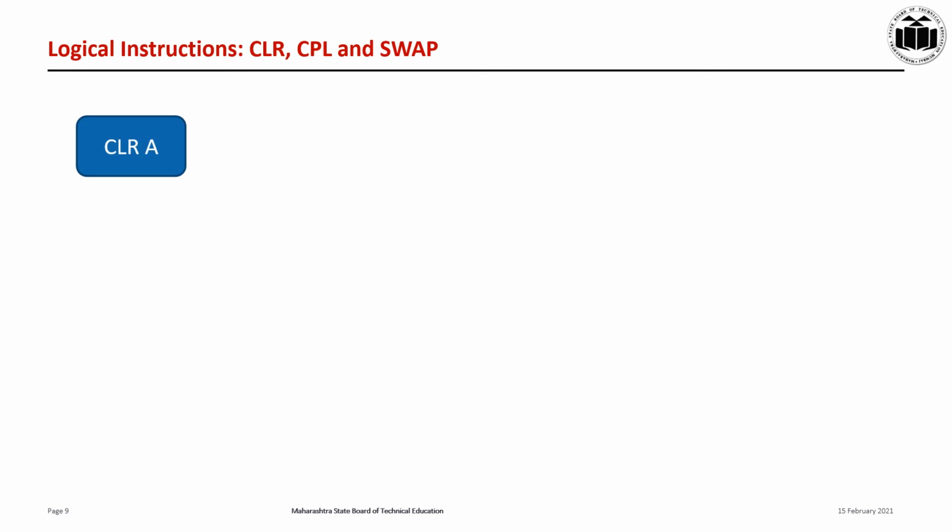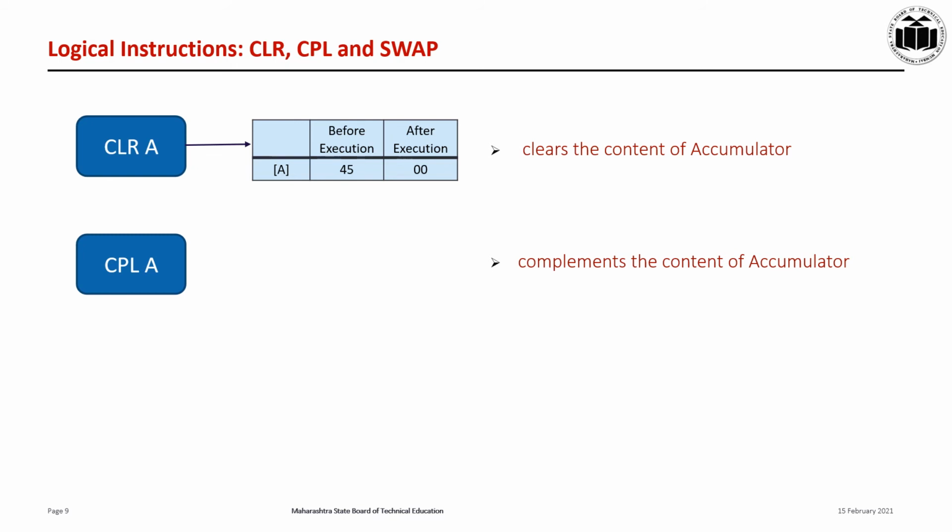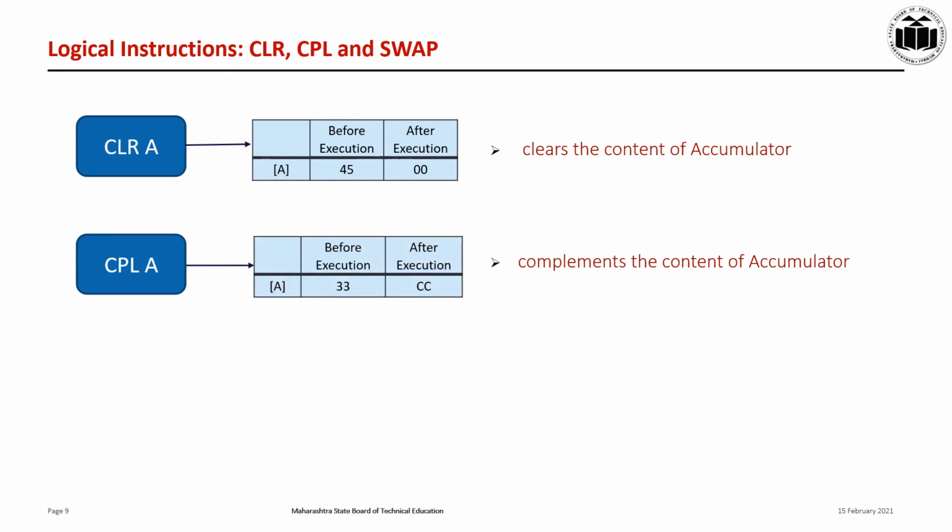Clear instruction. The mnemonic for the clear instruction is CLR. CLR A. This instruction clears the content of the accumulator. If the accumulator contains 45H, then after execution of this instruction, the accumulator will contain 00H. Complement. The mnemonic for the complement instruction is CPL. CPL A. This instruction complements the content of the accumulator. It changes zeros to ones and ones to zeros. It performs the NOT operation. If the accumulator contains 33H, then after execution, the accumulator will contain CCH.